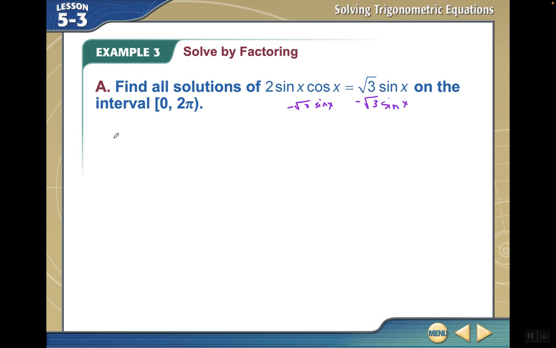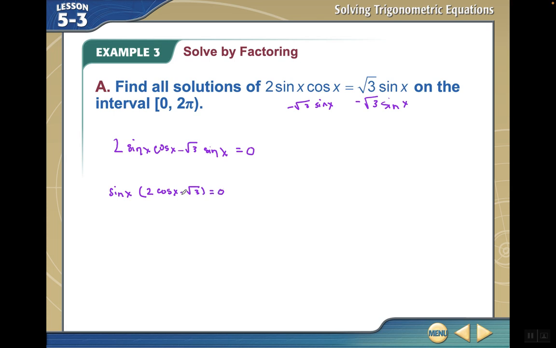So it looks like 2 sine x cosine x minus square root 3 sine x equals 0. And now we can factor out the GCF. And the GCF is just sine x. So I'm going to take out a sine x, and I'm left with 2 cosine x minus the square root of 3. And that's equal to 0.